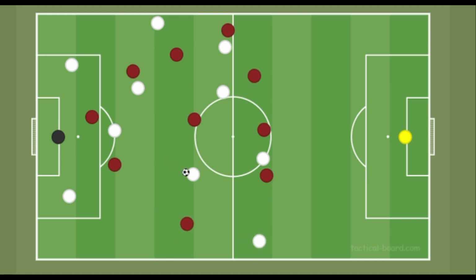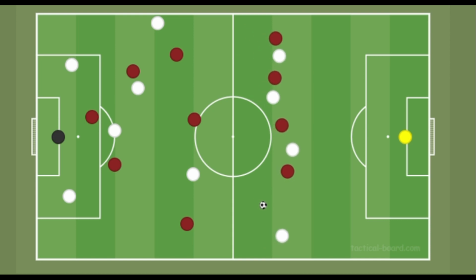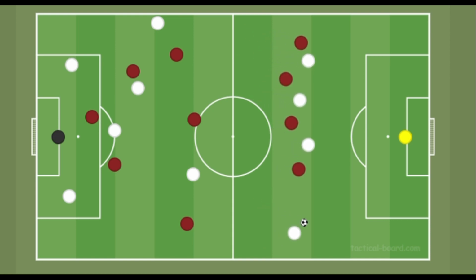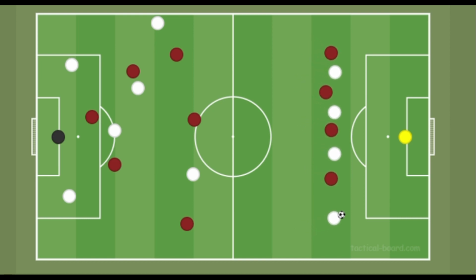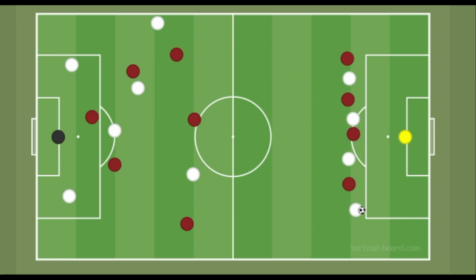Notice how Nagelsmann likes to position his midfielders in a staggered position so as to receive the ball in between the lines and create chances to counter the opponents and create goal scoring chances. This is a common feature in Julian Nagelsmann's team in Leipzig, Hoffenheim, and Bayern Munich.